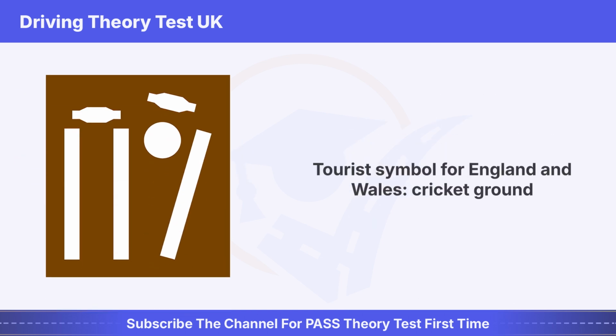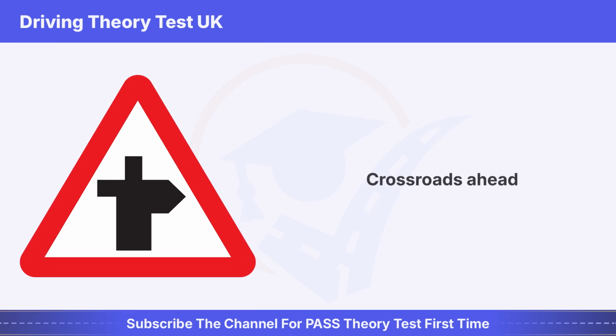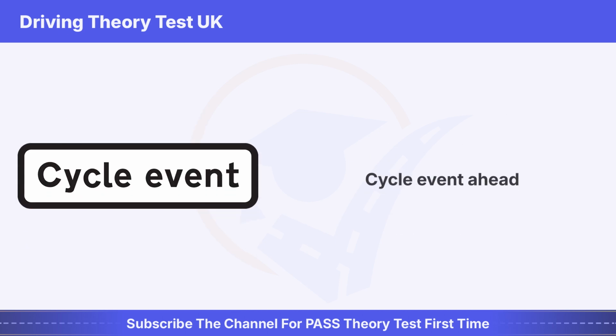Tourist symbol for England and Wales. Cricket ground. Zebra or signal controlled crossing temporarily out of use. Crossroads ahead. Cycle event ahead.